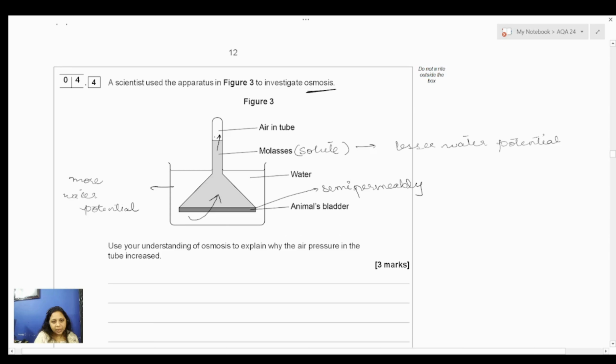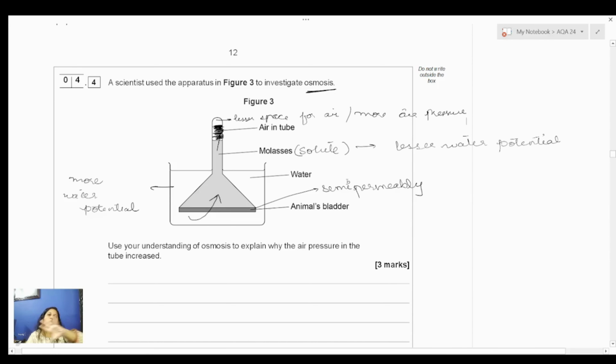So there would be lesser air present over here. Let's say lesser space for air. Lesser space means more air pressure. Just take an example of it. Take a balloon, press it. Lesser space means more pressure of air. Okay. So explain why the air pressure in the tube increased.